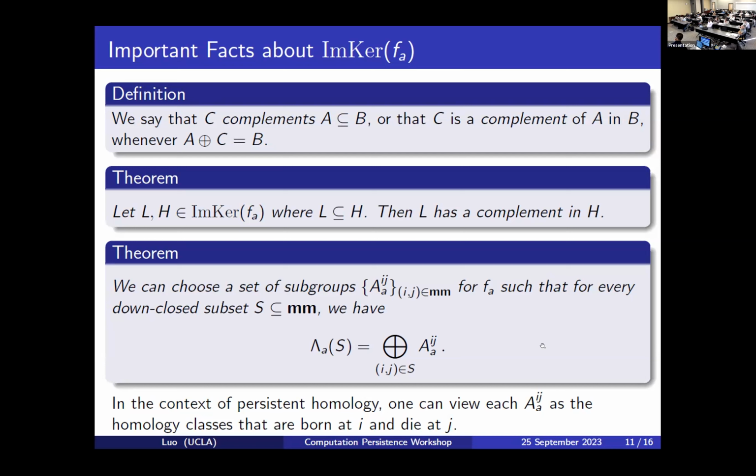The last bit I think is actually worth mentioning, except that it's cut off, so I'm not really sure how to fix that. But essentially, in the context of persistent homology, we can view the A_{ij}'s as the cycles that are born at i and die at j. So this is one way we can view what this stuff actually is.